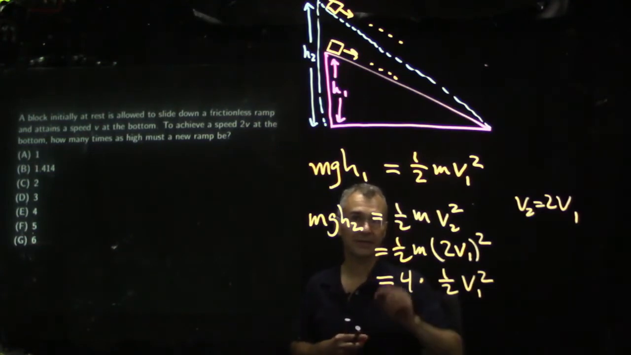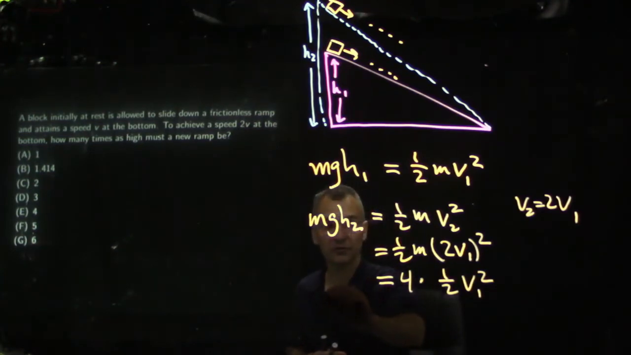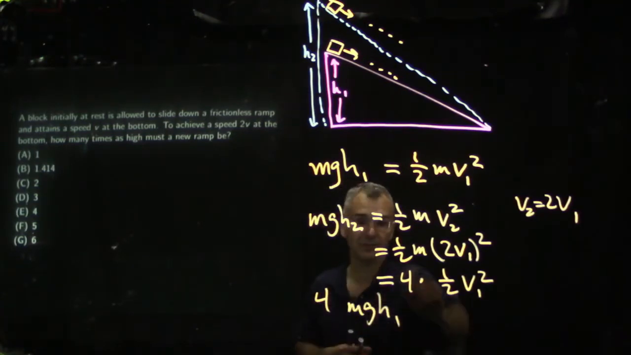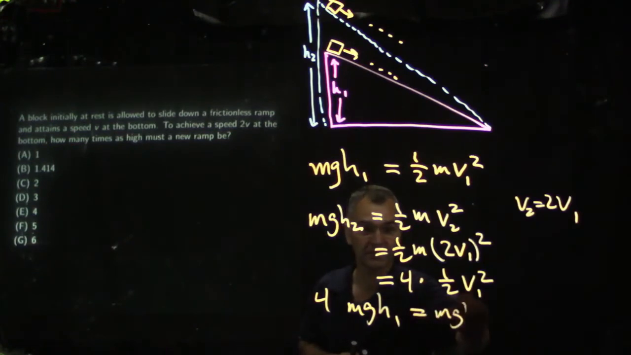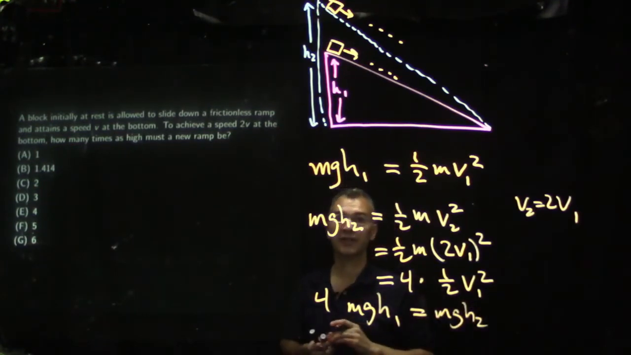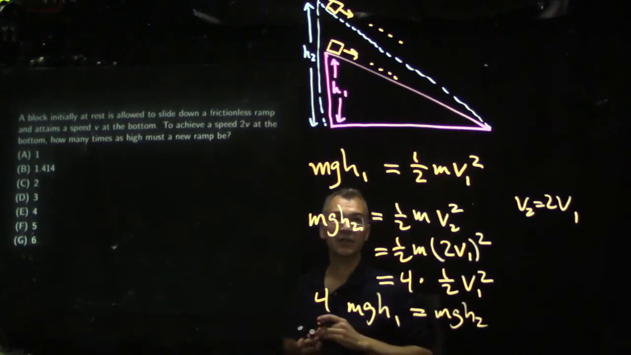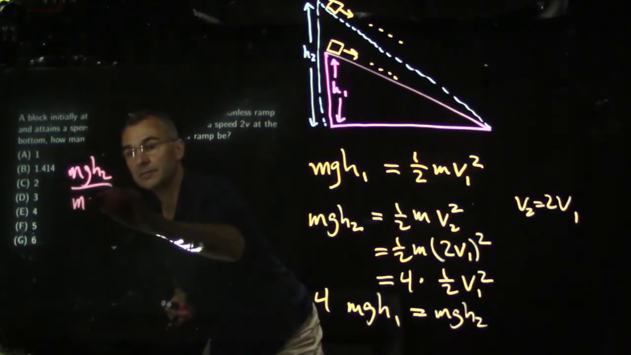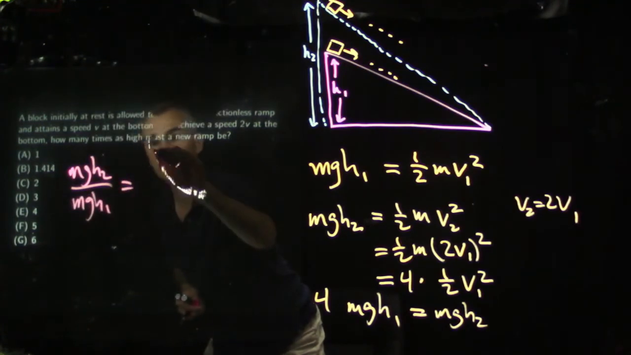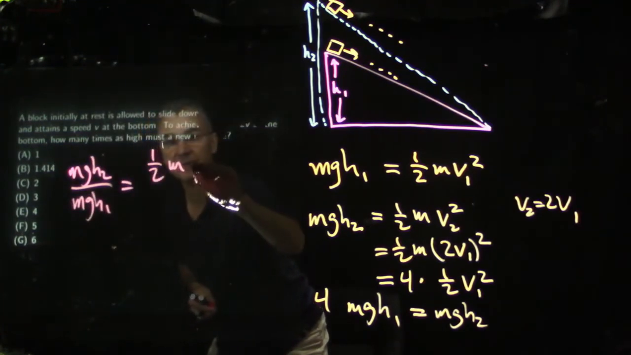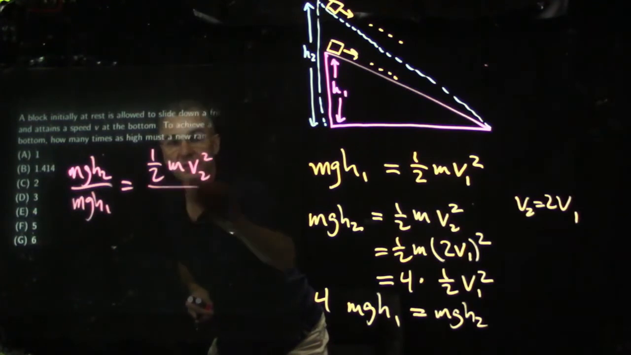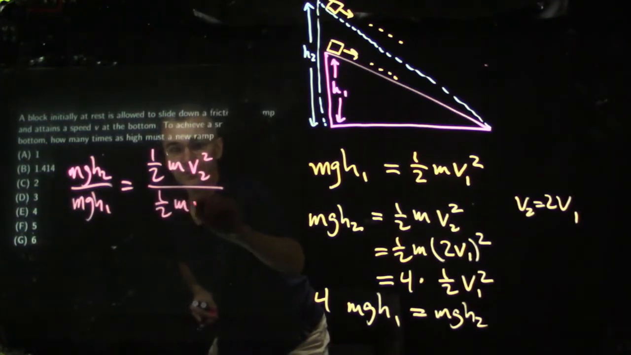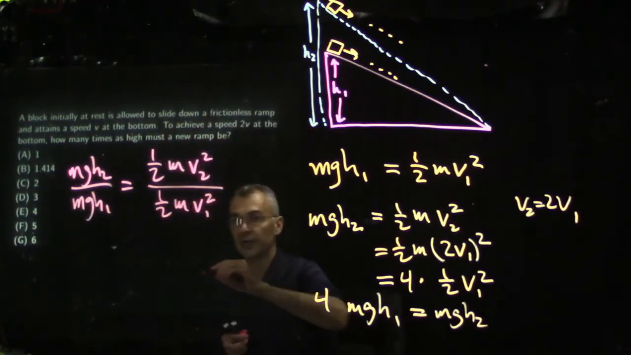So I think that somehow must equal 4 times mgh1 must equal mgh2. Let's see if I can try that more neatly. mgh2 over mgh1 equals 1/2 mv2 squared over 1/2 mv1 squared.